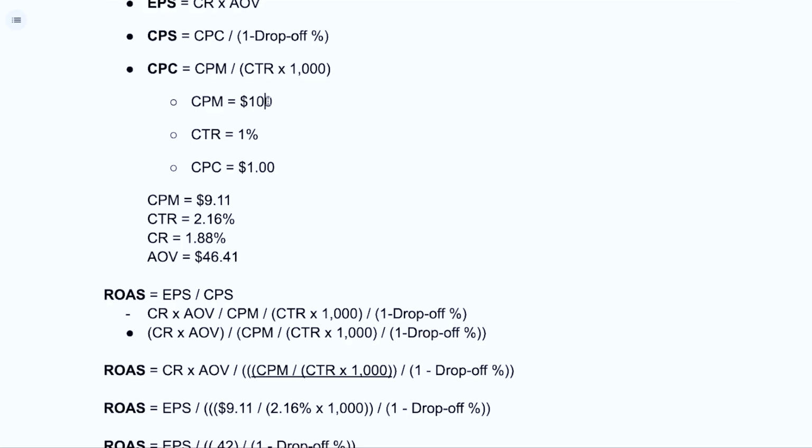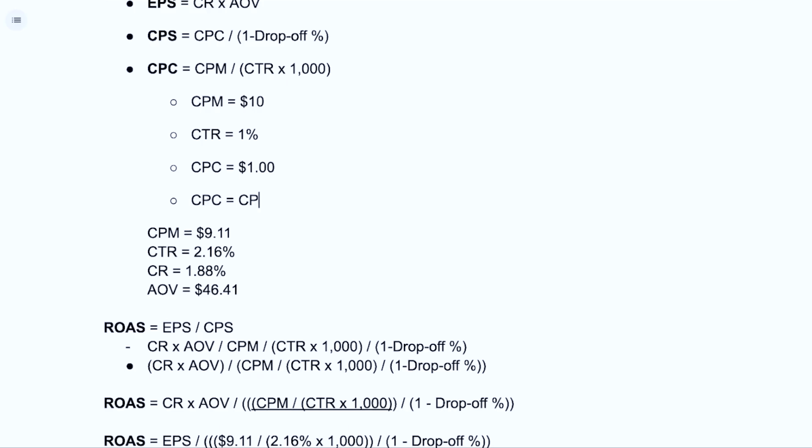If CPM was $100 and our click-through rate was 10%, that would also be $1. The reason this is really important to understand is that cost per click just equals your CPM combined with your click-through rate. It's just taking these two numbers combined. So we want CPM to be as low as possible, and we want click-through rate to be as high as possible. It's not exactly like that, but it's just combining those two variables.